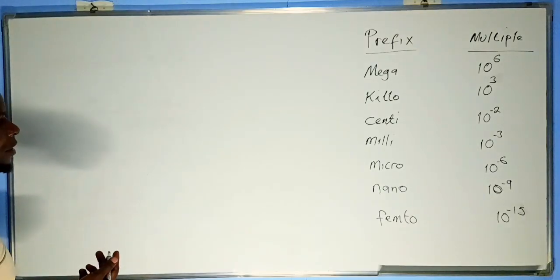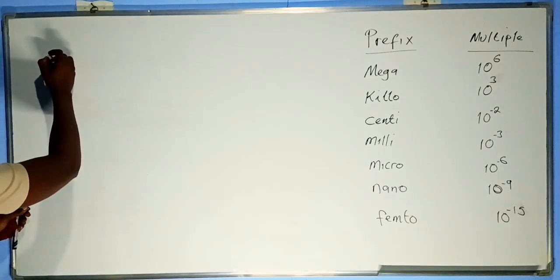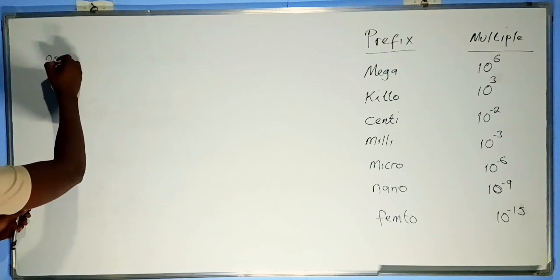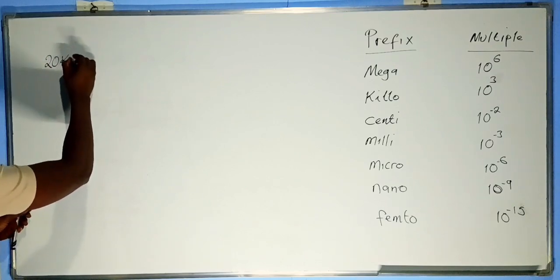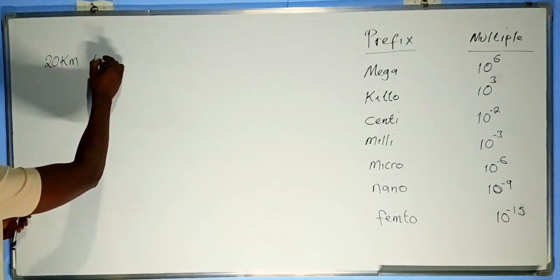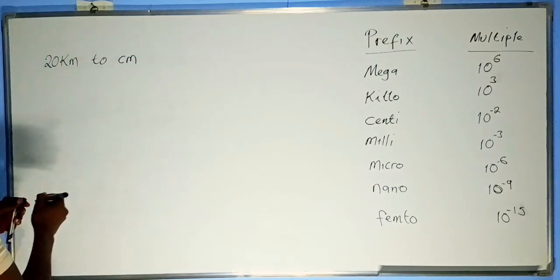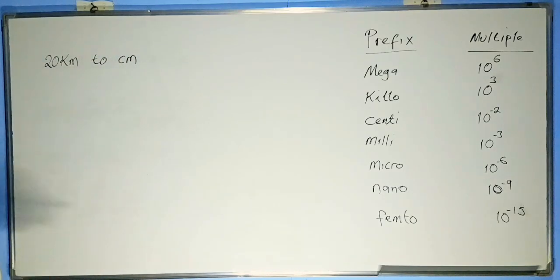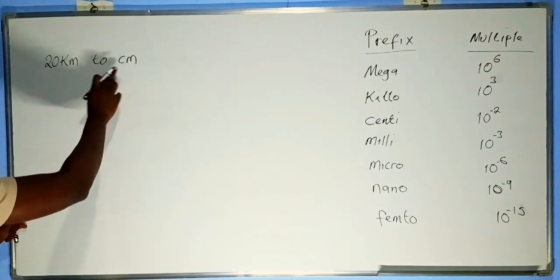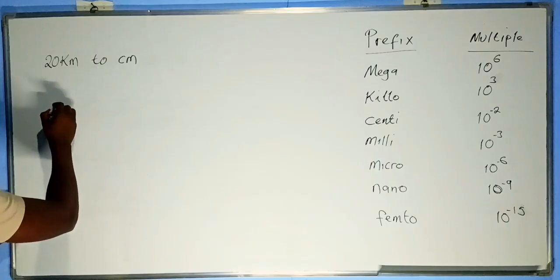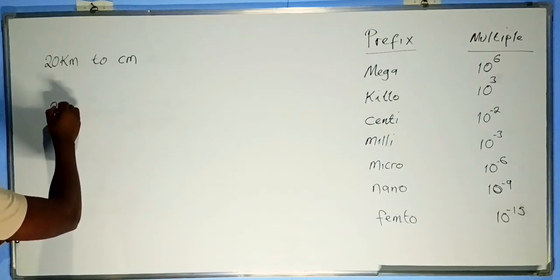Let's say we are given 20 kilometers. And we are told to convert these 20 kilometers to centimeters. How do we do that? Now, it's very simple. Always the first step is start writing what you are given. So in this case, we are given 20 kilometers and we are converting it to centimeters. So we'll start by writing 20 kilometers.